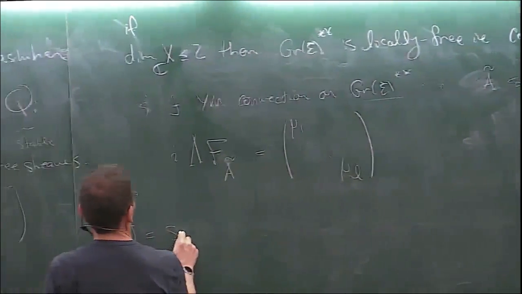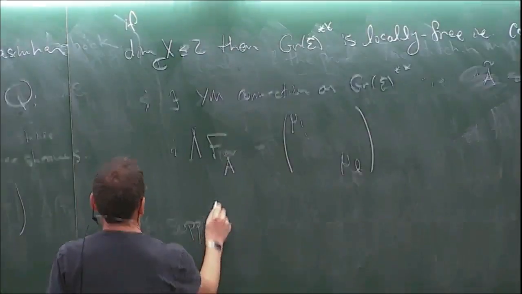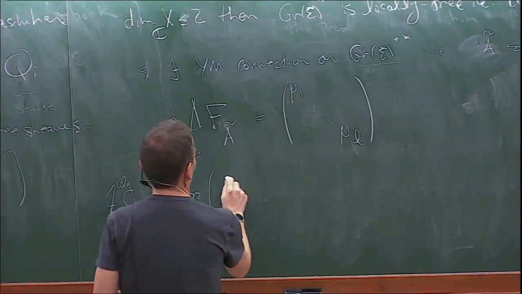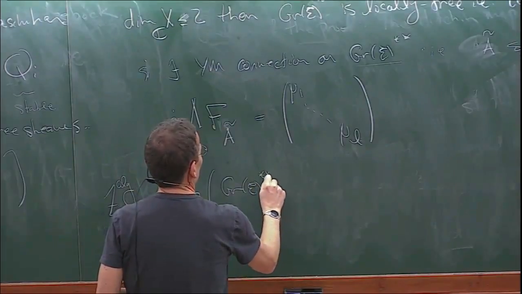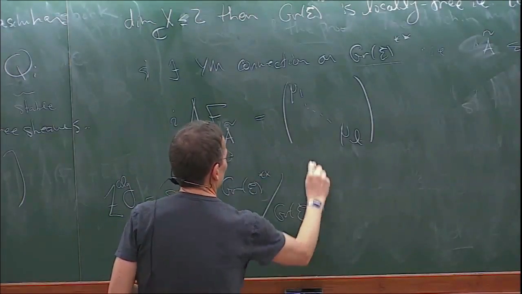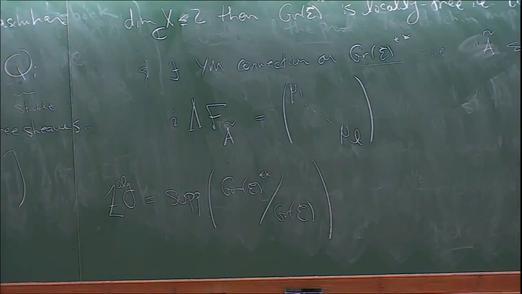Let me make one more definition here. I'll call Z algebraic the support of the sheaf Gr E double dual by Gr E. Okay? So it's the place where Gr E fails to be locally free. Let me just call that the algebraic singular set. So in the complex surface case, this is a collection of points. In general, it has complex codimension at least 2.